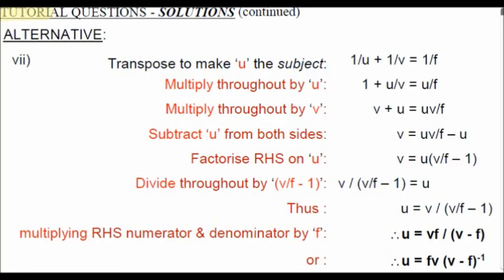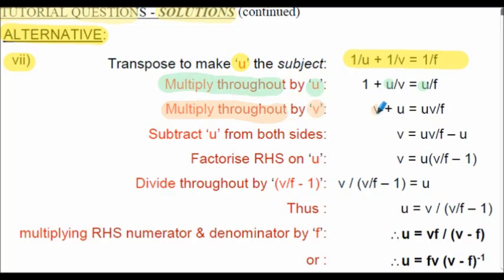Tutorial questions, solutions continued. Here's an alternative overview of the solution to question 7. Again, we have to transpose to make u the subject of the equation, and we commence with 1 upon u plus 1 upon v is equal to 1 upon f, as given in the question. So with this solution, we firstly multiply throughout by u, shown here. Next we multiply throughout by v, shown here.